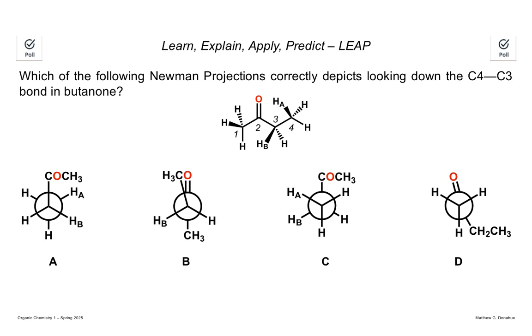So 4 to 3, we wanted HA up and to the left, HB down and to the left, so C is the correct response here.